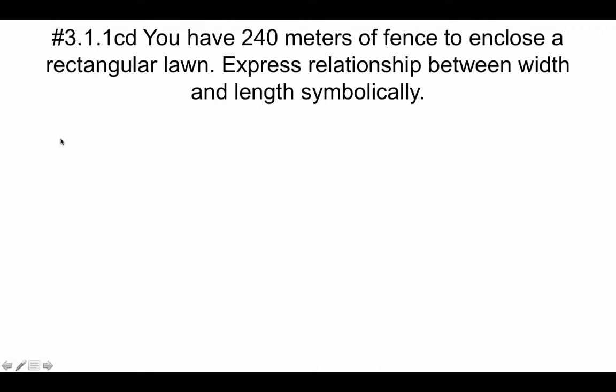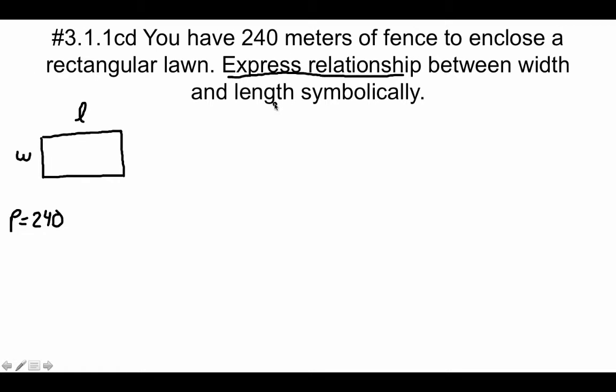For problem 3.1.1 CD, several students struggled to express the relationship between the length and the width symbolically. Keep in mind that the perimeter stays at a constant 240. Some people said as the width increases, the length decreases, things like that. All of which are true, but if you want to express a relationship symbolically, that means you need an equation that relates them.